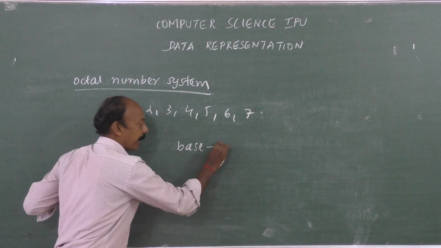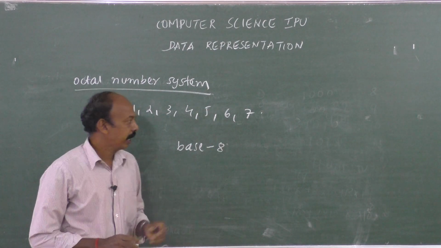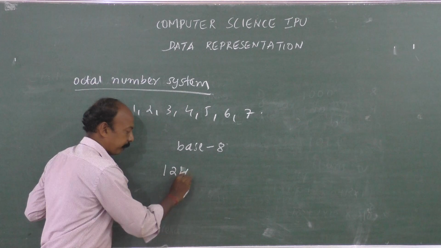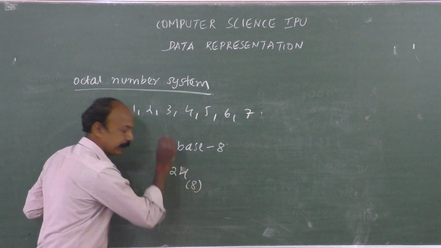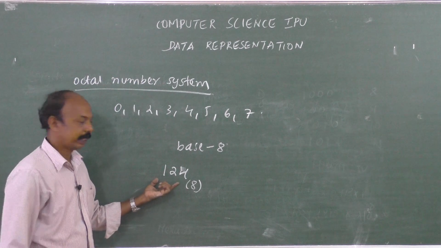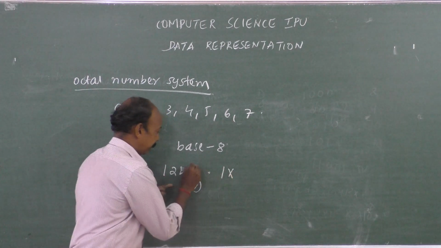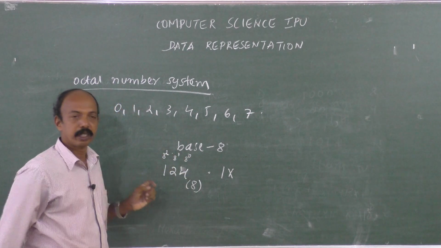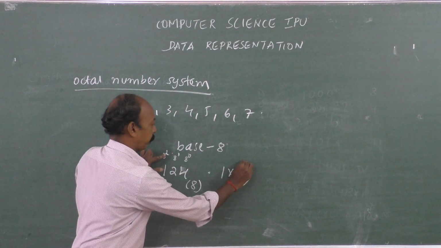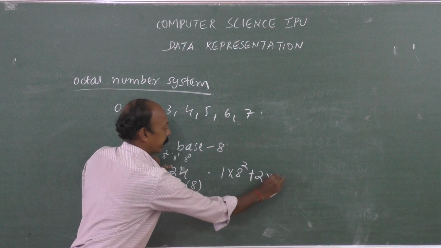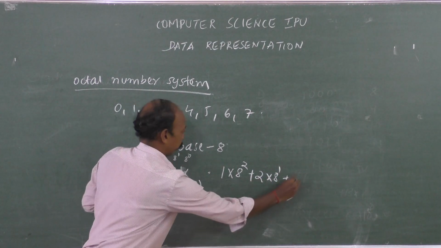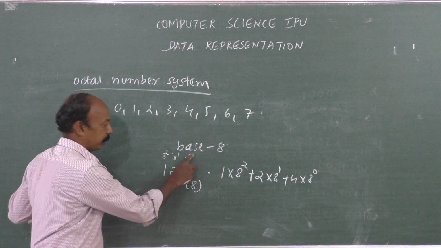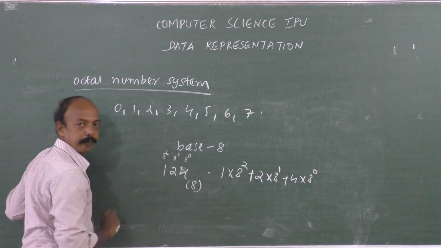So the base is 8. If you want to represent an octal number, then after writing the number, 123 or 124, whatever it is, we need to specify the base, that's 8. What's the meaning of that? That means 1 into 8 to the power 2 plus 2 into 8 to the power 1 plus 4 into 8 to the power 0. The positions have weights 0, 1 and 2.